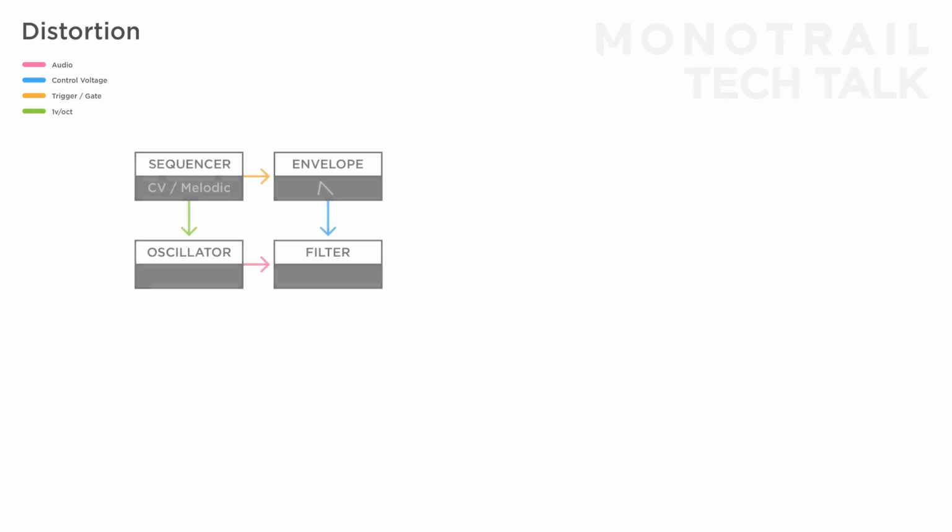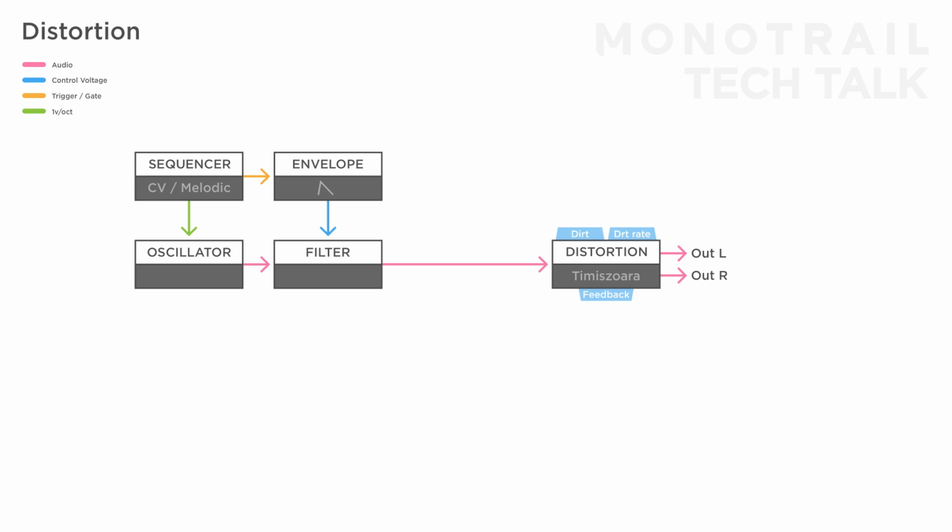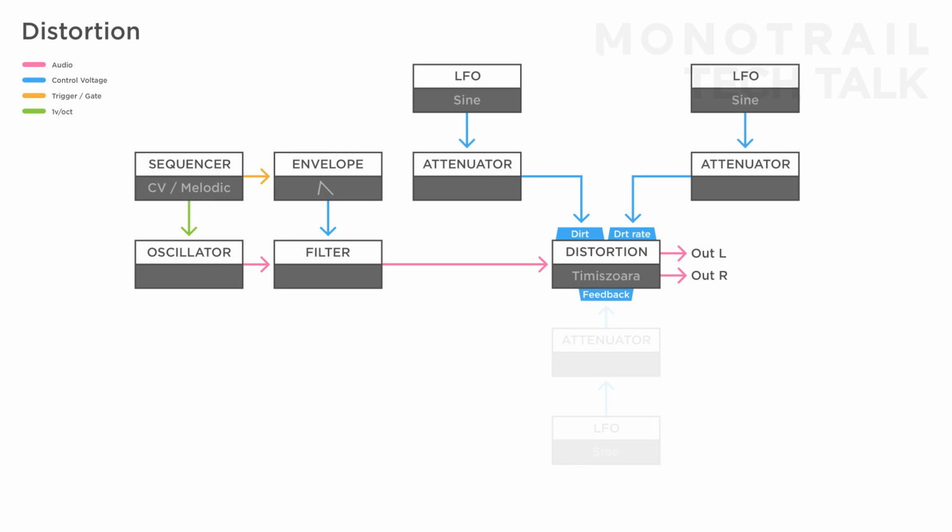For the next patch, we bring back the simple voice with sequencer and feed that into another distortion algorithm kindly called Bloodbath. This one has parameters called feedback, dirt and dirt rate. Again, all three are modulated through attenuators, but only unsynced sine wave LFOs with different speeds are used.